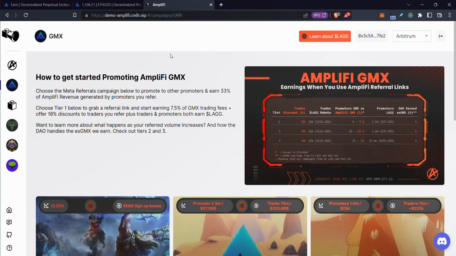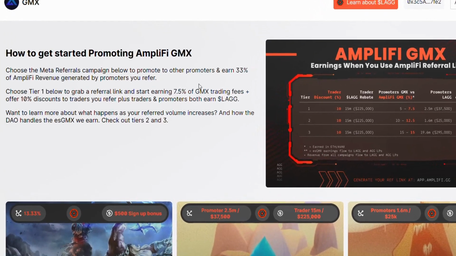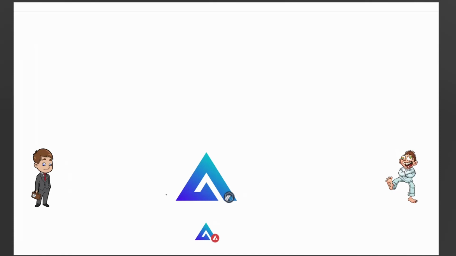So let's swing over to the flowchart and I'll explain to you how GMX works and how it sustains what it can do. Okay, so here we are on the flowchart. We have Boosted Bill and Dollar Bill, and we have GMX in the middle.